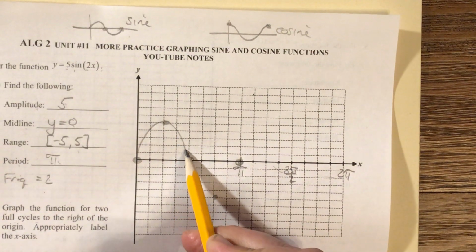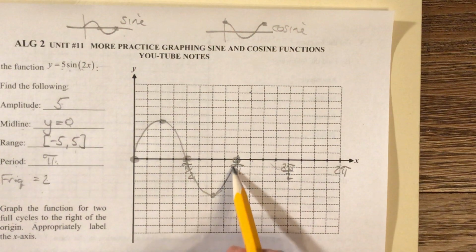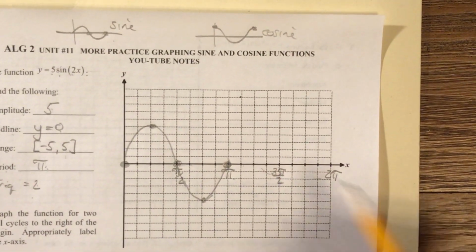If I said draw 1 sine wave, we'd be done. I'm trying to make them round. Some of you have this tendency to make them very straight. They're supposed to be round. Okay. And then you repeat. Now we're going to repeat.